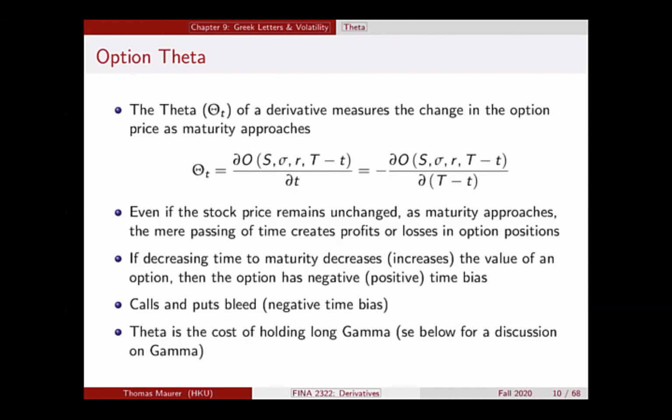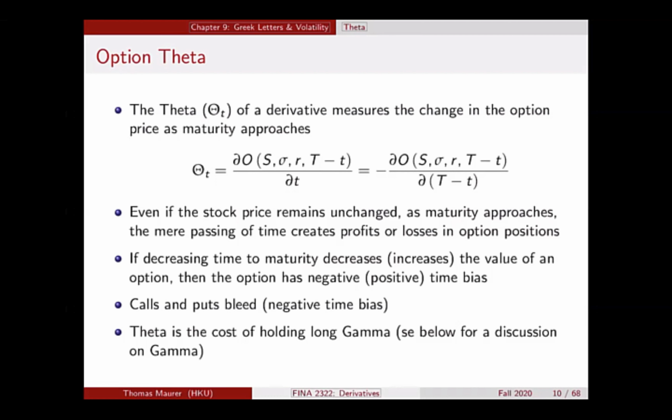And this, of course, is just because the time value of that option is going to be affected. If the time value of an option is positive initially, then if you get closer to maturity, it means your option loses value. If the time value of the option is actually negative, then getting closer to maturity means that your option price actually gains in value.